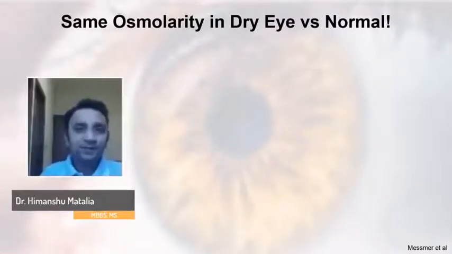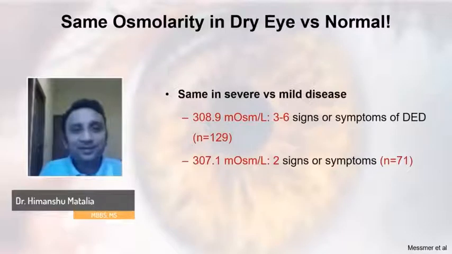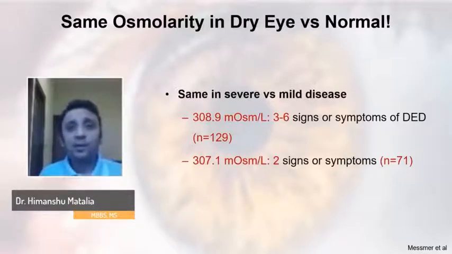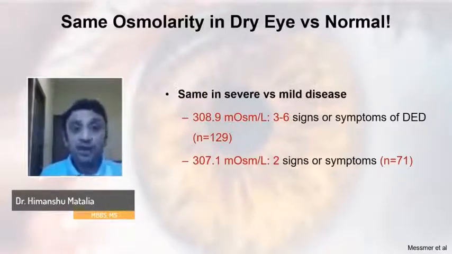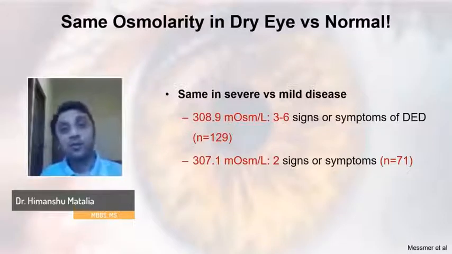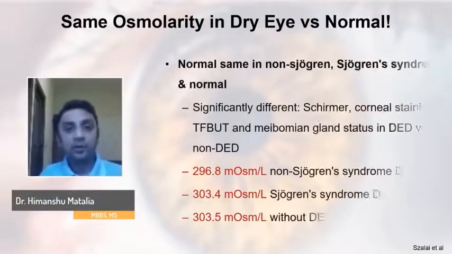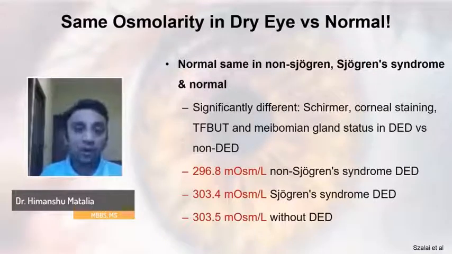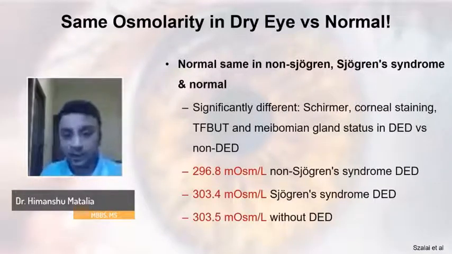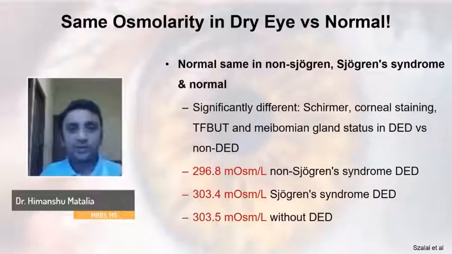If you look at the literature, there are interesting articles about dry eye showing normal osmolarity compared to the normal cases. So dry eye osmolarity and normal cases osmolarity, both of them were the same. Cases with Sjogren's syndrome, non-Sjogren's syndrome and normal, all of them had similar osmolarity. So osmolarity per se does not actually give you a diagnosis.